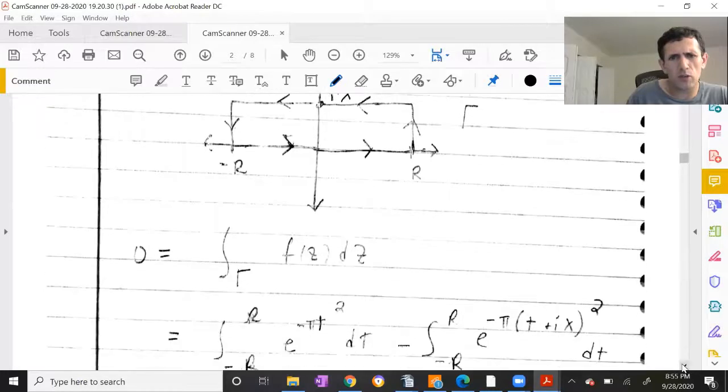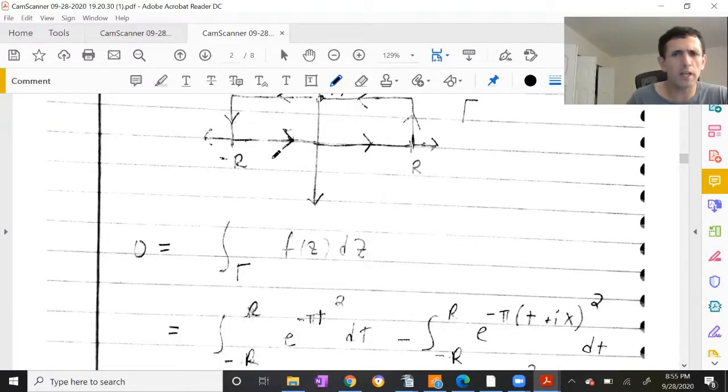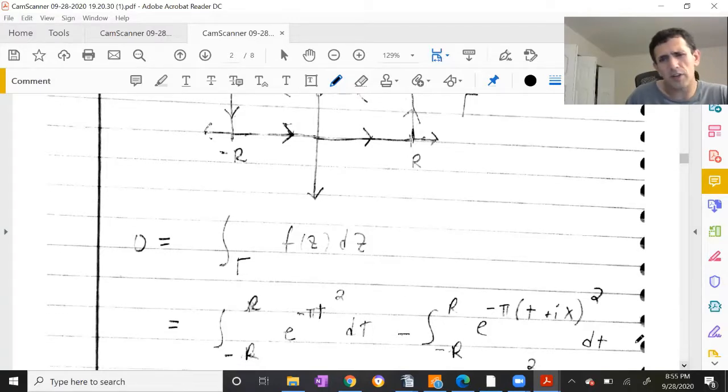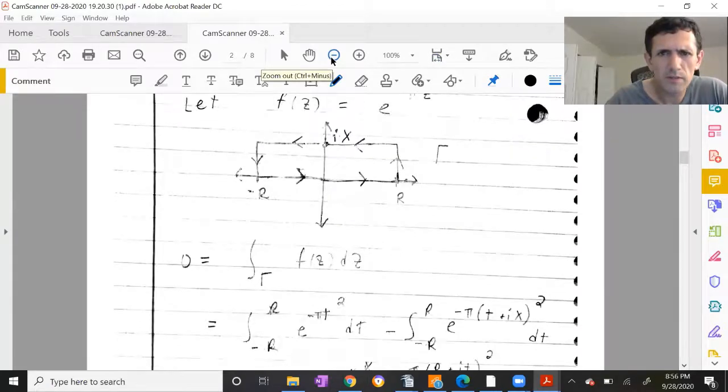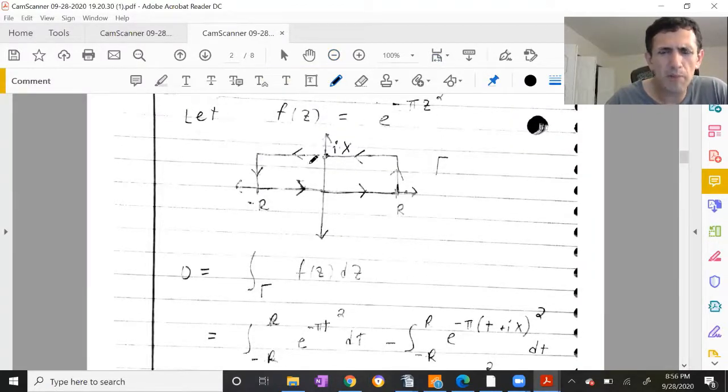All right, so let's write out what this integral is. Well, here on the bottom, z is just t, so it's e to the minus pi t squared from minus r to r, and let r go to infinity. So this is actually a very clever proof, I should mention, or way to prove this lemma. Okay, so on top, maybe make this a little smaller. Right, so on top here, this point here is ix. So on top here, z is going to be just t plus ix. Well, t goes from r to minus r, so minus is going to be from minus r to r, hence we have the minus sign here.